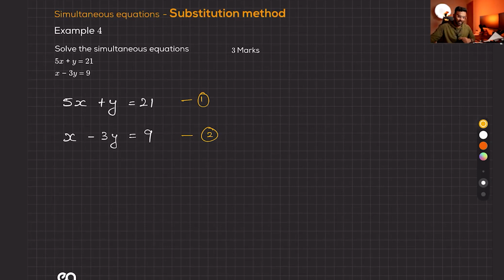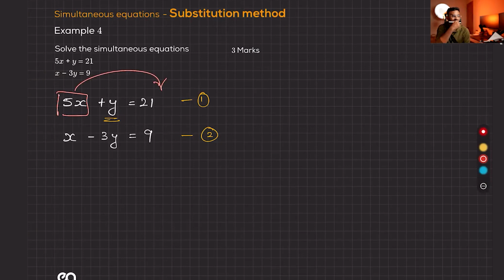What I meant is that was not the right wording, guys. Just a second. Which variable do you want to make the subject, x or y? Someone said x, someone said y. Why do you want to make y the subject? I'll tell you why. You've got to be a bit clever here. Watch this. If I make y the subject, I have to take this 5x to the other side. Agree?